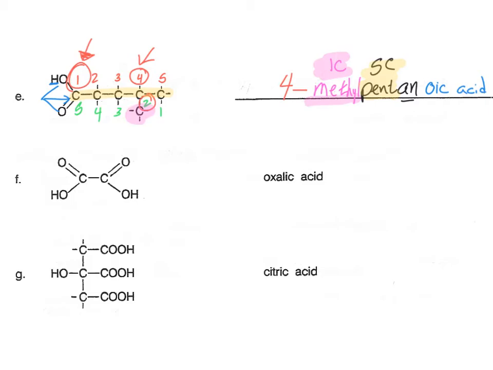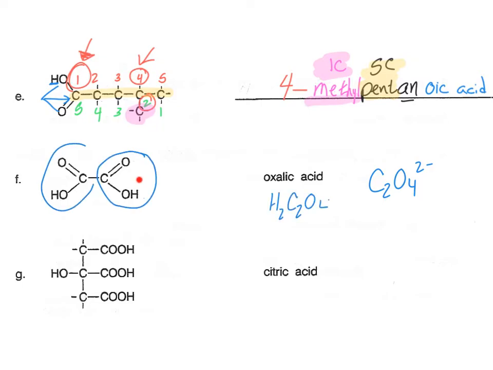For the rest of the acids in this grouping, I won't be having you learn how to name them. They're just to make sure that you can identify where the acids are and to see some of the ones that we've been talking about in class. Letter F is oxalic acid. We've seen oxalate as C2O4 2 negative. We put 2 hydrogens on it, and it now becomes oxalic acid. And we notice that there are 2 carboxyl groups on here.